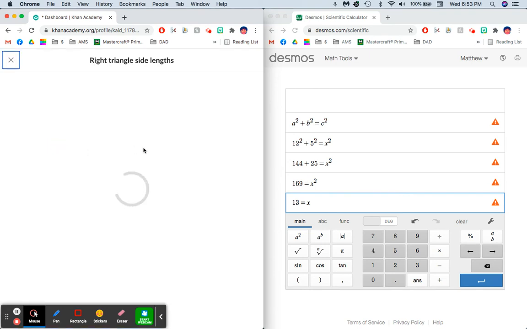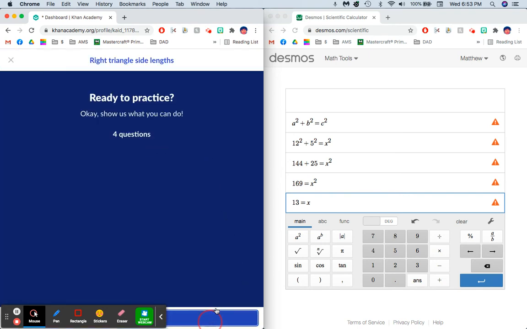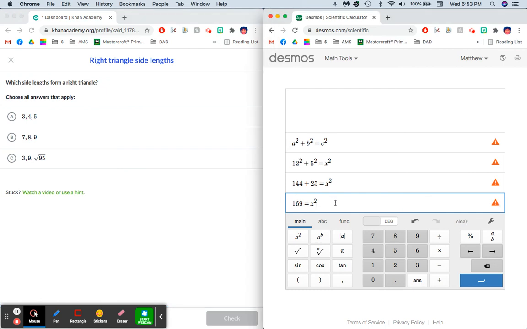Let's do one example of this one, right triangle side lengths. What's going on in this one is you're testing right triangles. If you have a right triangle, that means Pythagorean theorem is always going to be true. So we're going to test this. If it's not true, it can't be a right triangle. If it is true, it has to be a right triangle. This one says choose all that apply. Which side lengths form a right triangle?